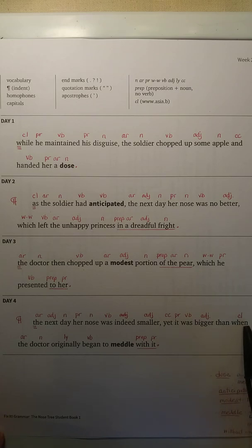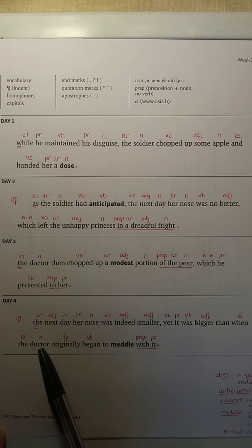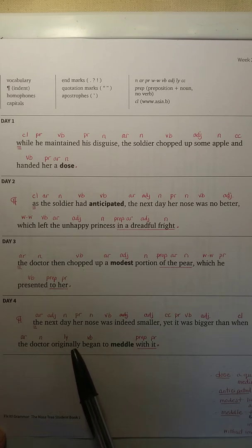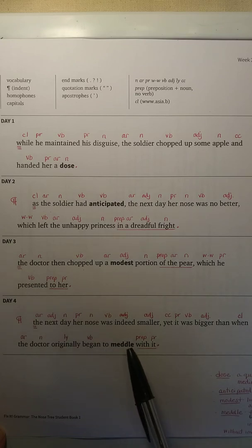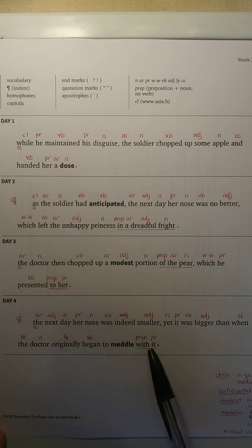When is a clause opener. The is an article, doctor is a noun. Originally is an ly adverb. Began is a verb. To meddle is an infinitive verb, which we're not marking. And another prepositional phrase here, with is a preposition and it is a pronoun. Preposition plus noun or pronoun equals a prepositional phrase. Don't forget your period.